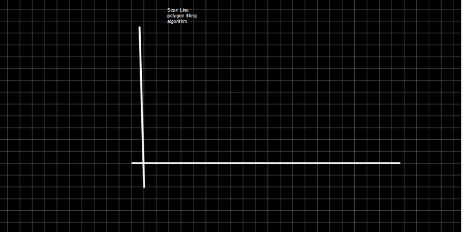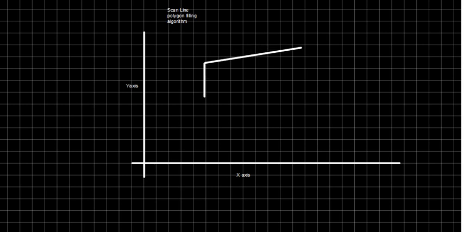at first, let me draw one x-axis and draw y-axis. So here is our y-axis. This is x-axis and this is your y-axis. Now let me draw one polygon. So this is our polygon. Now try to figure out how you can define this polygon.